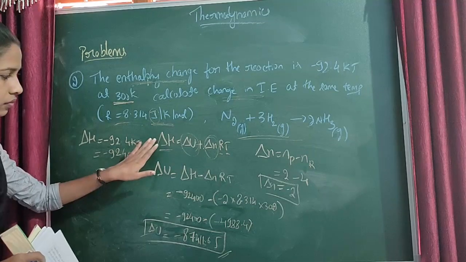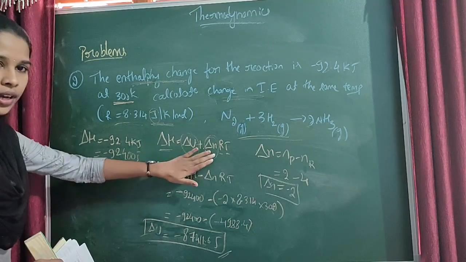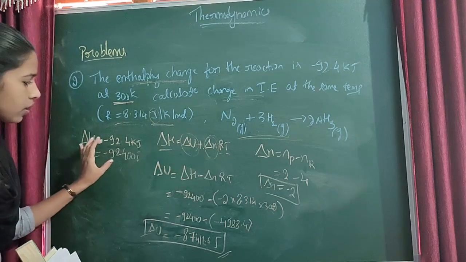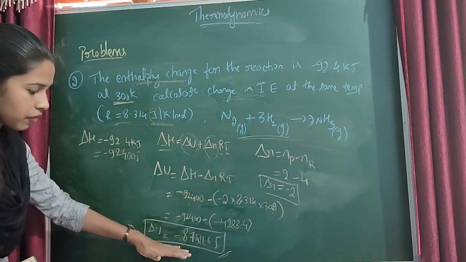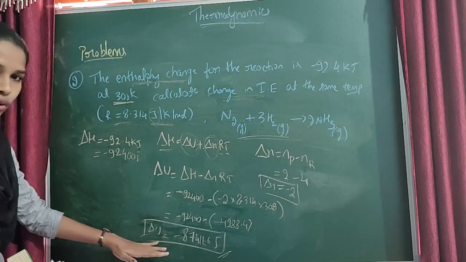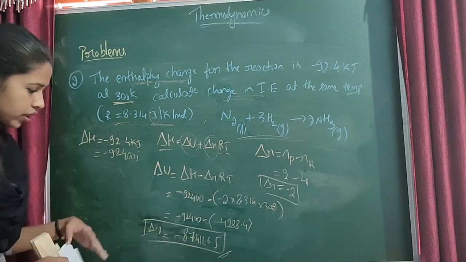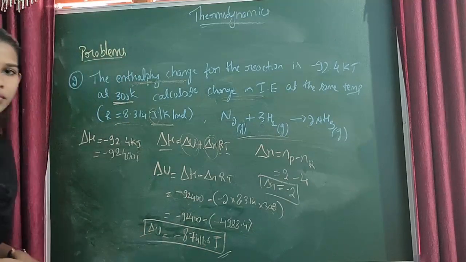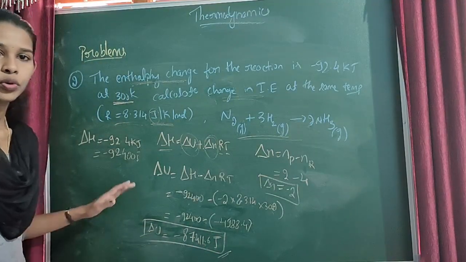Here, delta H is equal to delta U plus delta N RT. We have taken this equation, substituted all the values and simplified. Then we got the delta U value. The unit of delta U, change in internal energy, is joule. Okay, I hope you understood this.